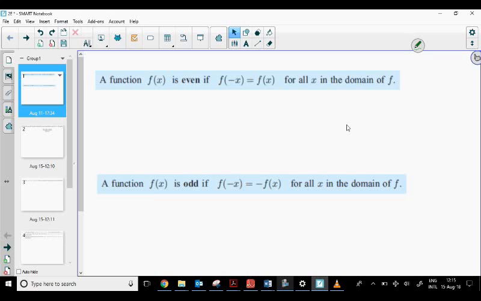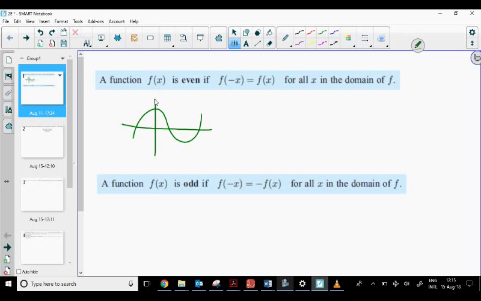So here's the algebraic definitions. An even function: f of negative x is equal to f of x for all x in the domain. Some of my favorite examples of an even function: cosine, the cosine curve, if you know your trig. Really any type of simple even polynomial, so y equals x squared or x to the fourth or x to the sixth, as long as they're that parent function, then it's going to be even as well.